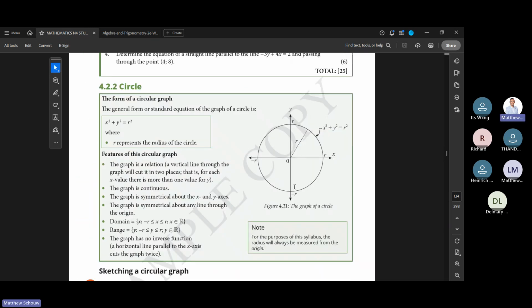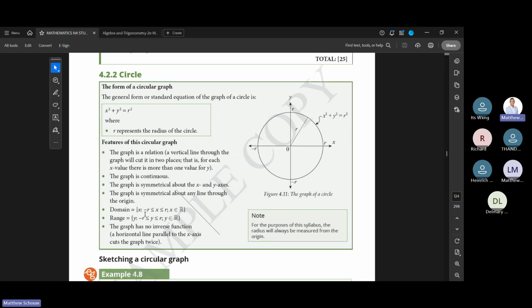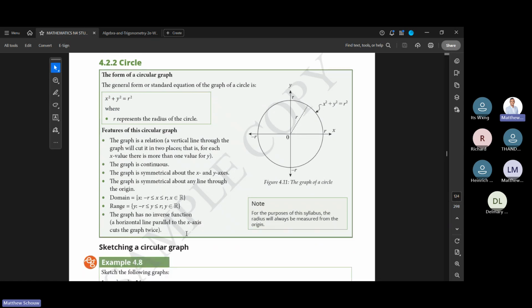Circle: you draw a line, it cuts at 2 points, therefore it's a relation, right? So therefore it's going to have one or more x values for a y value. The graph is continuous. Obviously it is symmetrical with the x and the y axis. And that's the standard form of the equation. Your domain is fairly simple, and your range, and obviously it's limited by the radius of this.